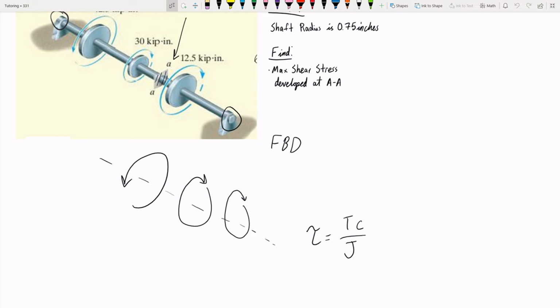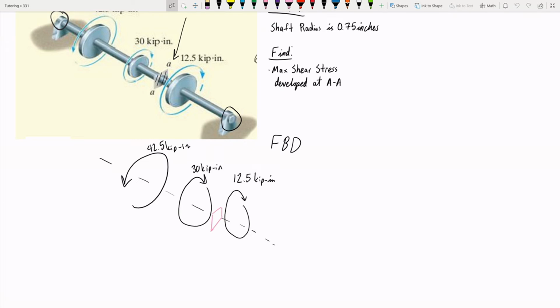Before we actually use this formula to figure out our shear stress, we're going to want to figure out how much torque is acting at AA, which is right over here. So we've got 12.5 kip inches, 30 kip inches, 42.5 kip inches.